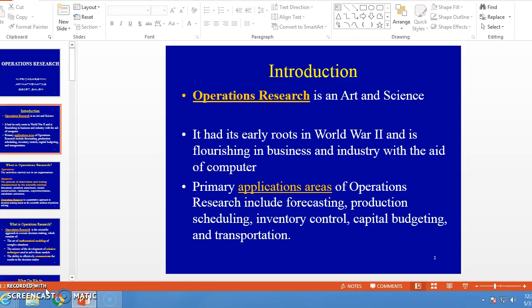Introduction. Operations research is an art and science. It had its early roots in World War II and is flourishing in business and industry with the aid of computer. Primary application areas of operations research include forecasting, production scheduling, inventory control, capital budgeting, and transportation.